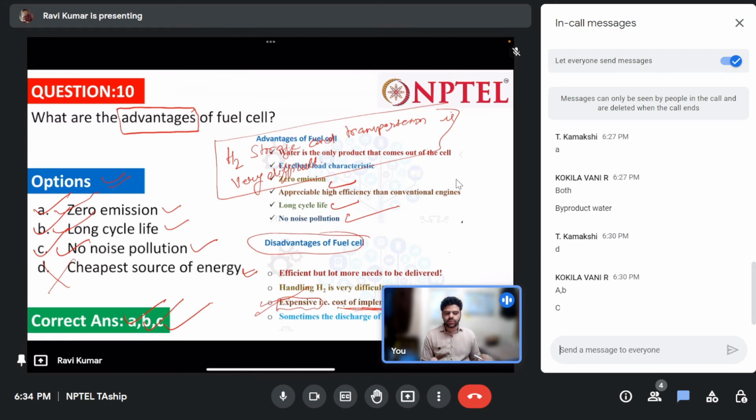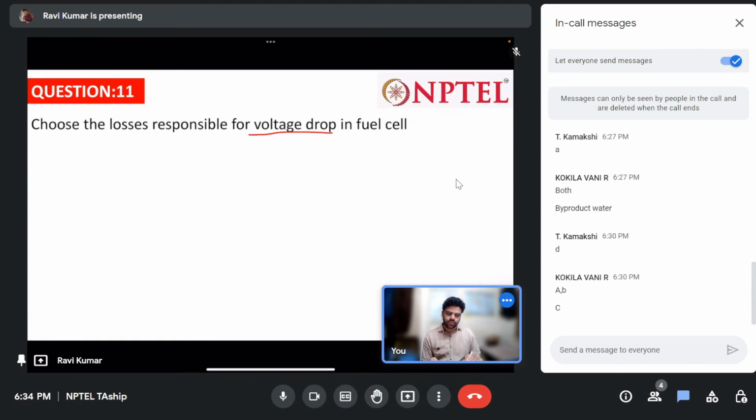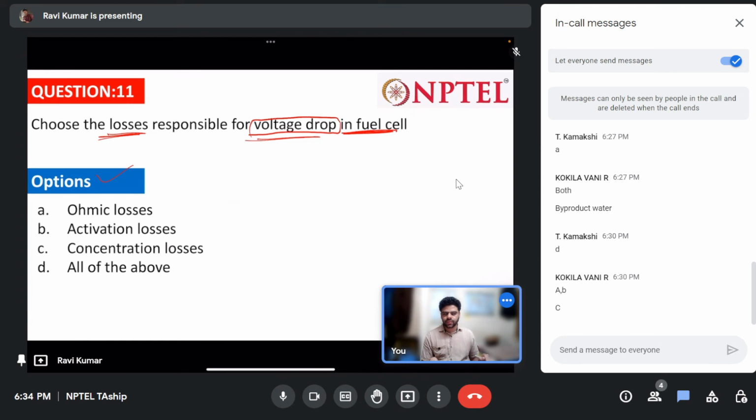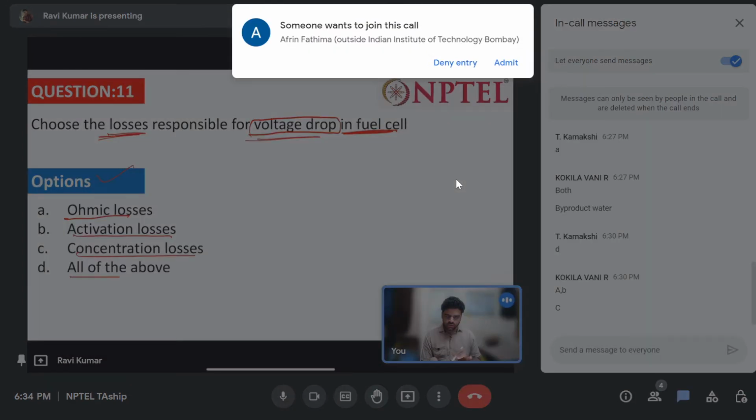Okay, so let's move to the next question, which says choose the losses responsible for voltage drop in fuel cell. There are some losses which are responsible for voltage drop in fuel cell. You just need to tell me the name of those. These are the options: ohmic loss, activation loss, concentration loss, or all of the above.